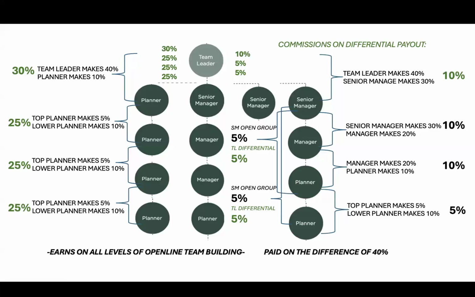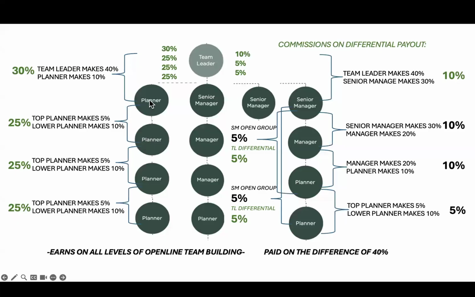I know when you look at this, it's like, oh my gosh, what is this? Analysis paralysis. But I will break this down piece by piece. Don't pay attention to anything else. Only look at the left side of the leg where it says 30, 25, 25, 25. So if I'm a team leader, right now, stay with me here. I'm at a 40% payout. If I'm a 40% payout as a team leader and a planner is entitled to 10, team leader makes 40, planner makes 10. So the difference of 30% gets paid to who? The team leader.